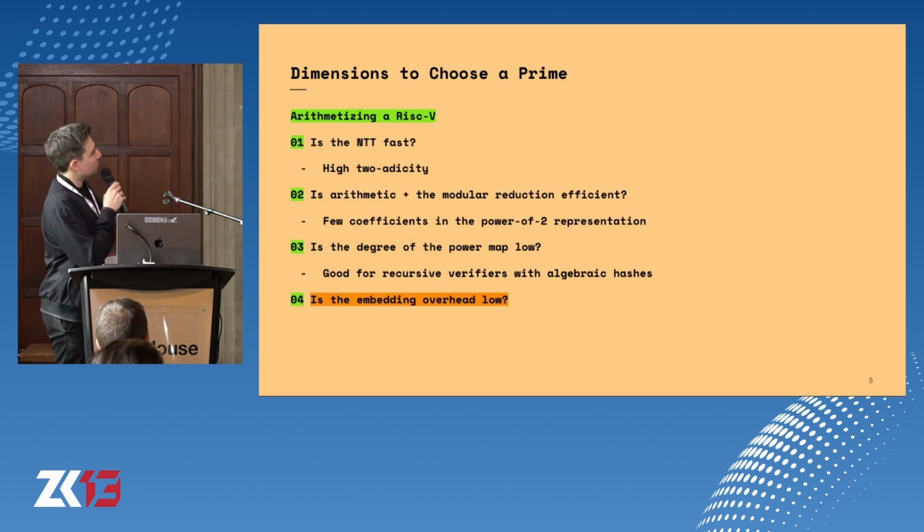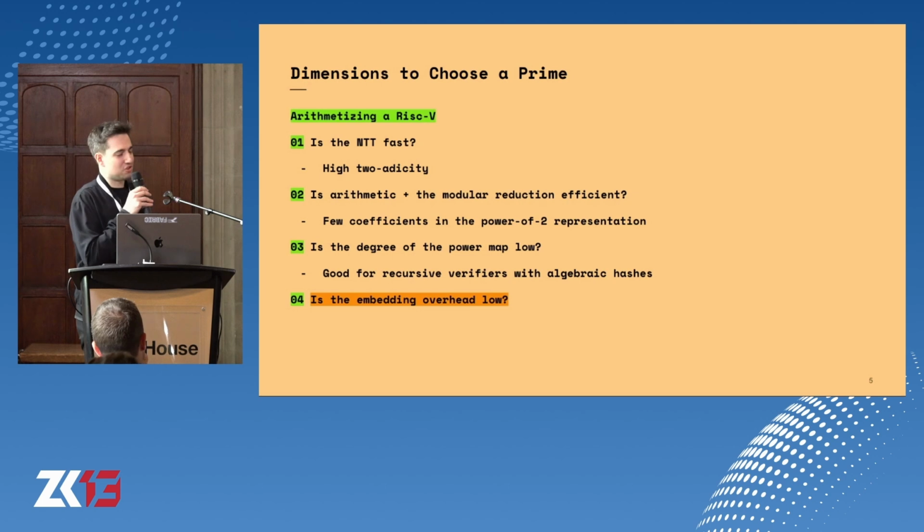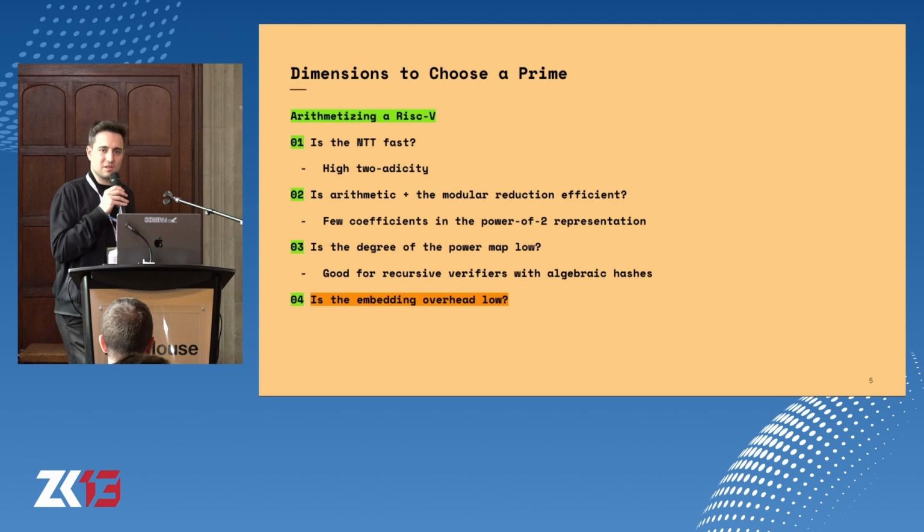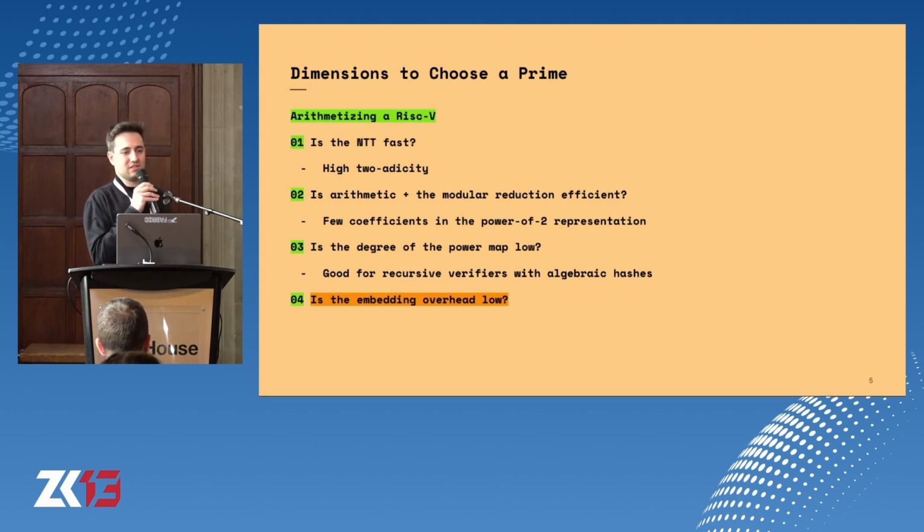So how do we choose a prime? This is not so new, right? Let's just assume we arithmetize something, for example, a RISC-V. There are some properties we need the prime to have. For example, we need it to support some fast NTT. This could be a very normal FFT or NTT, or something like a circle NTT. So in general, we try to have high two-adicity, or these other properties if we talk about certain NTTs. We also want fast arithmetic operations and fast modular reduction. Sometimes this refers to the number of coefficients in the power of 2 representation of the prime. It's not always the case, but sometimes.